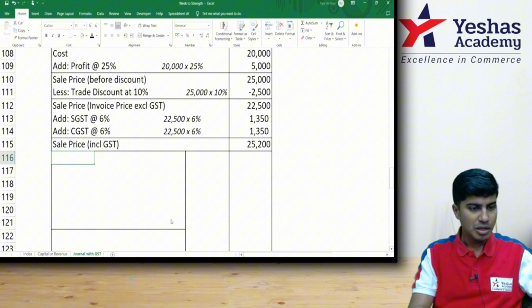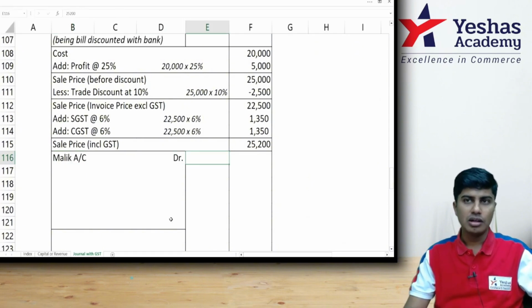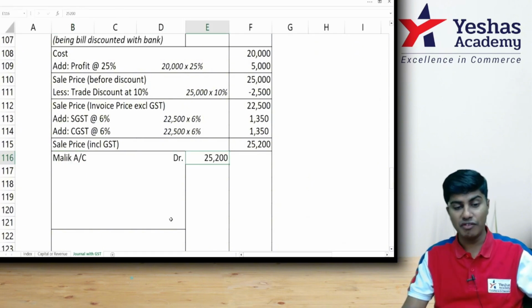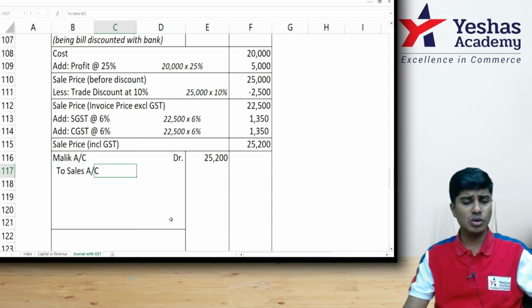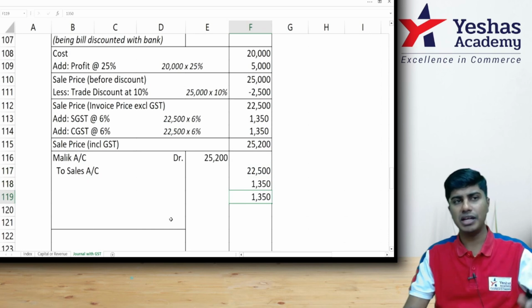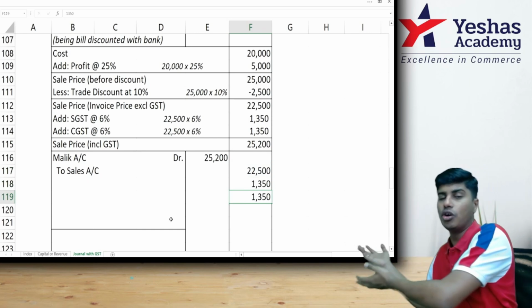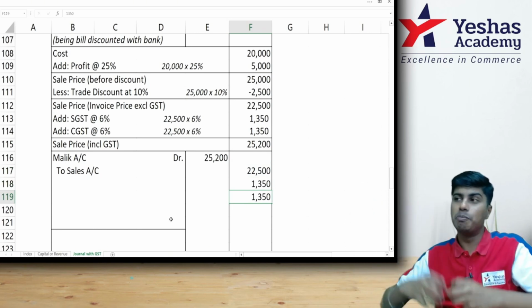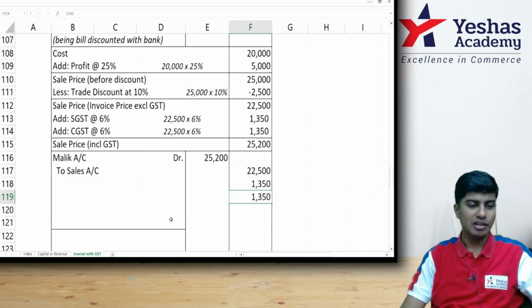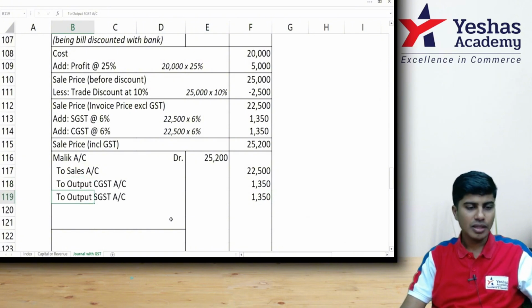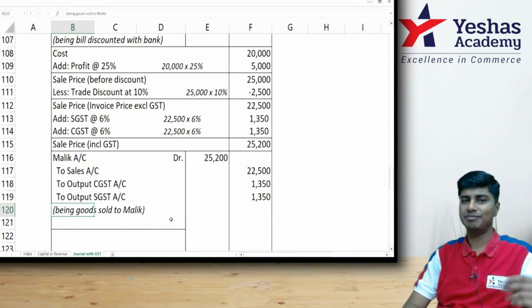Let me write the entry. Malik account debit. How much is Malik supposed to pay me? 25,200. In this, sales is only 22,500. The balance 1,350, 1,350 is the money that I have collected towards GST, which is supposed to be paid out to the government. It is output. I'll put it in the government's pocket. So I would write output CGST, output SGST.